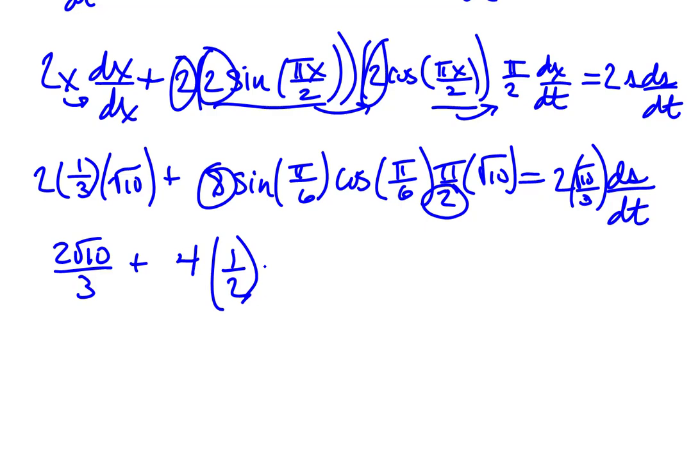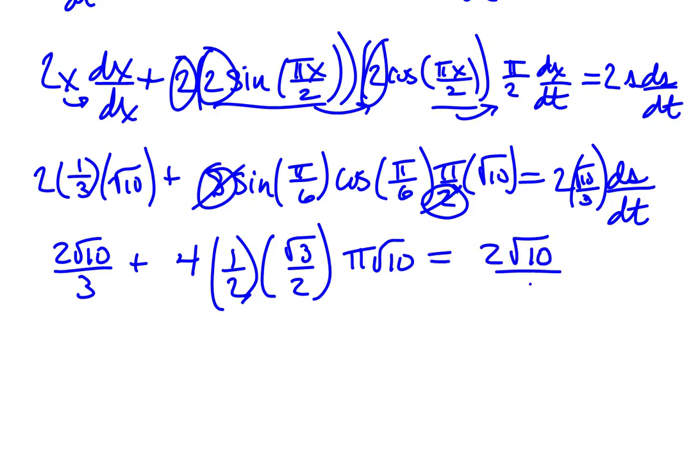Refer back to the unit circle if that's a little fuzzy. And then moving on, the next factor is the cosine of pi over 6? Well, that's square root of 3 over 2. Again, refer back to the unit circle as needed for that. And then we have times, now we've already canceled this 2 with the 8 to get the 4. So that 2 is really gone, which means we just have pi square root of 10. And then that's equal to this 2 root 10 over 3, and then ds/dt.